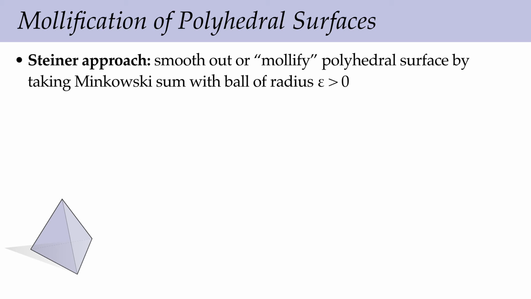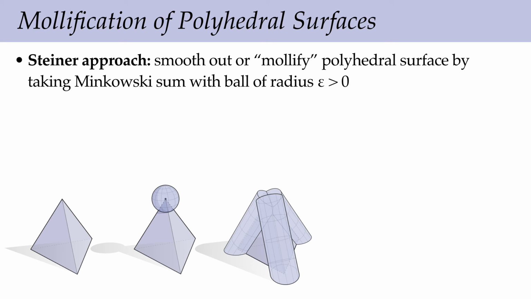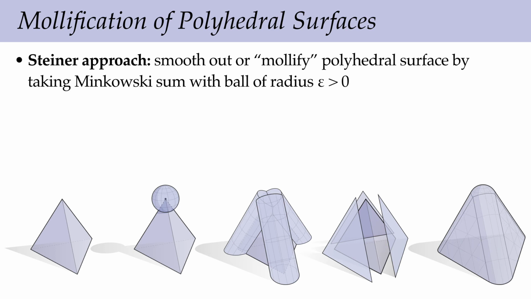For instance, let's consider what it looks like in the vicinity of any vertex of a triangulated surface. If we take a Minkowski sum with a small ball, then every vertex just becomes a copy of this ball. For every edge, we kind of sweep out a cylindrical piece. For every face, we kind of just push the face out in the normal direction. And if we glue all these pieces together, then our new mollified vertex neighborhood looks something like this. It looks like a rounded version of what we started with.